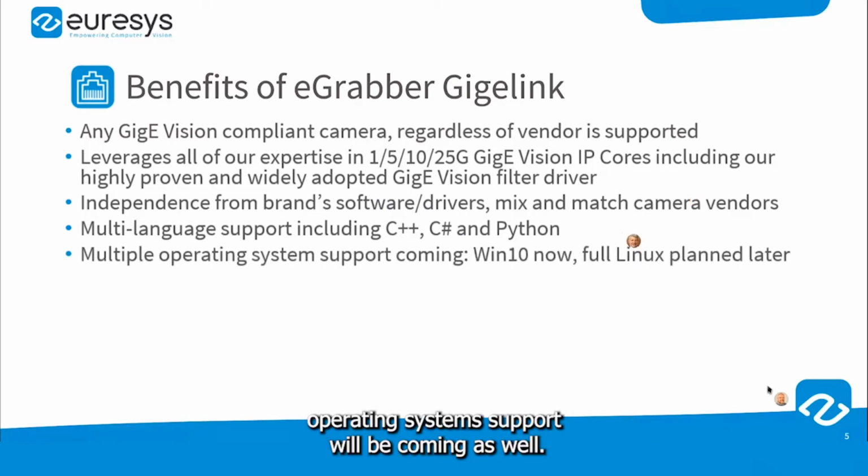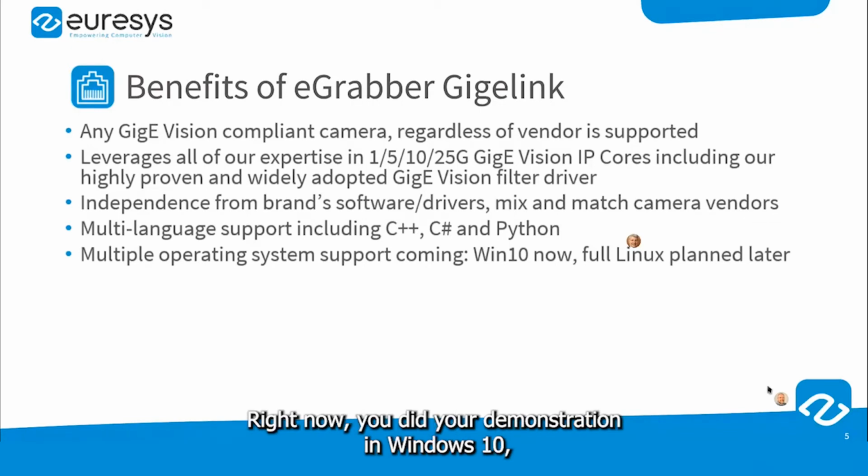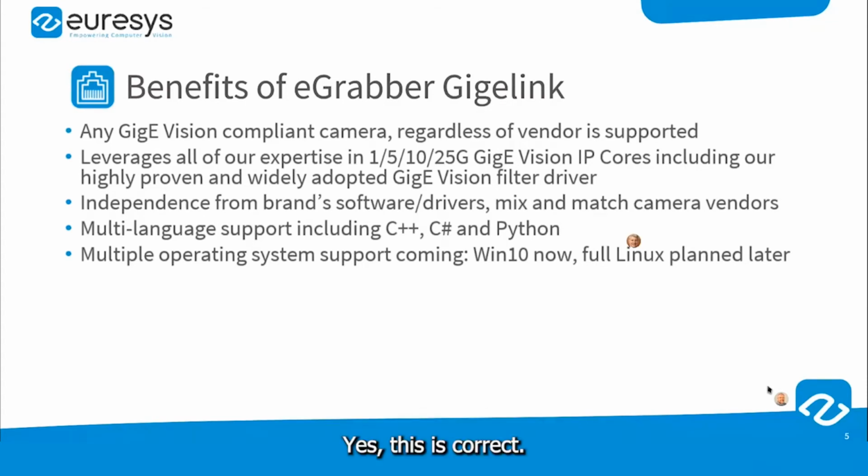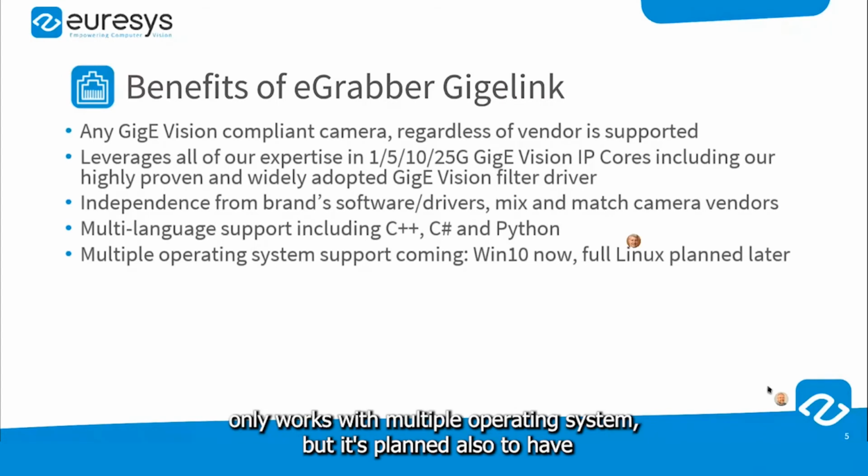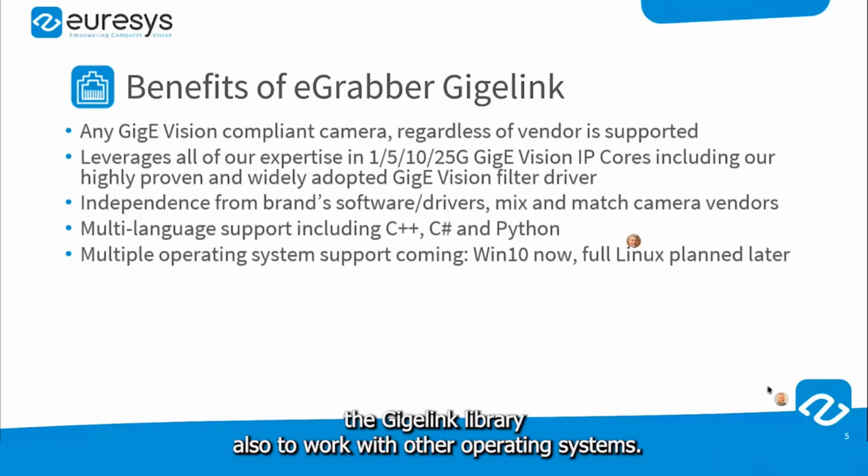Multiple operating system support will be coming as well. Right now, you did your demonstration in Windows 10, but I understand that full Linux support is planned as well. Yes, this is correct. Right now, everything concerning CoaXPress works with multiple operating systems, but it is also planned to have the Gigelink library work with other operating systems.